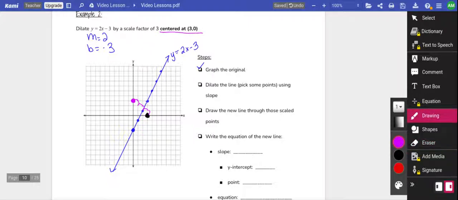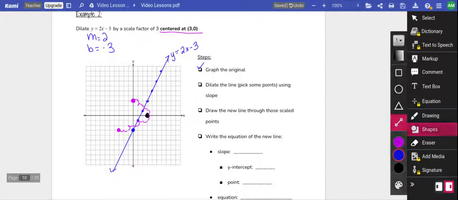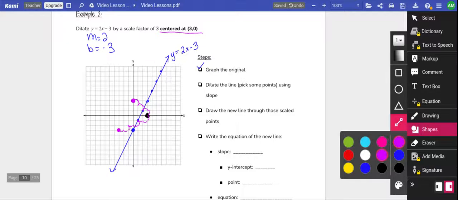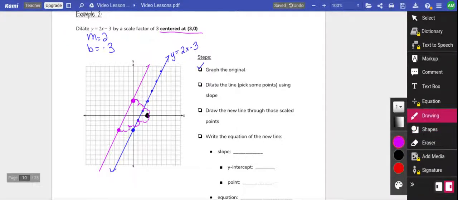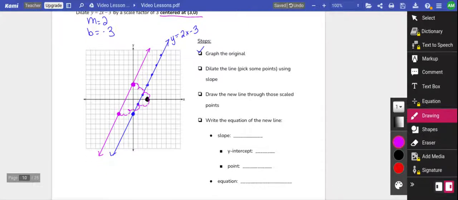I'm going to go down 1, left 2. So again, down 1, left 2. Down 1, left 2. There is my new line. And now we need to write the equation.